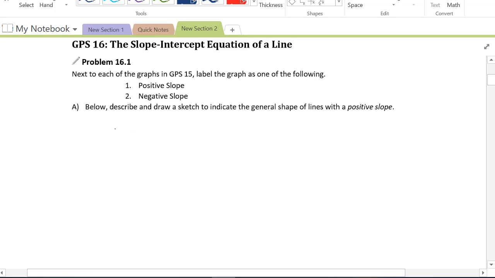So as you saw from the previous GPS, positive slopes all look like this. Pretty much, whenever you have a line that's increasing, right? These are all examples of lines that have positive slope. You look at it from left to the right. If it's going up from left to right, then it is increasing or positive slope.